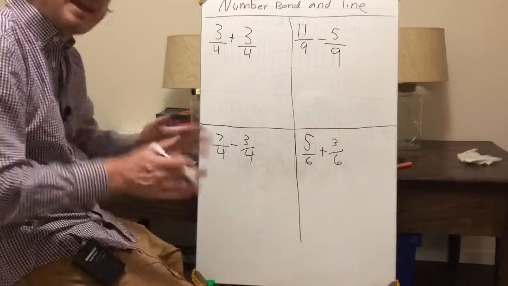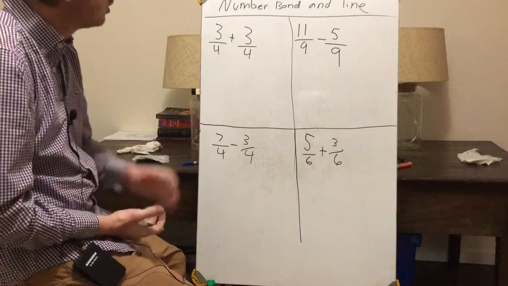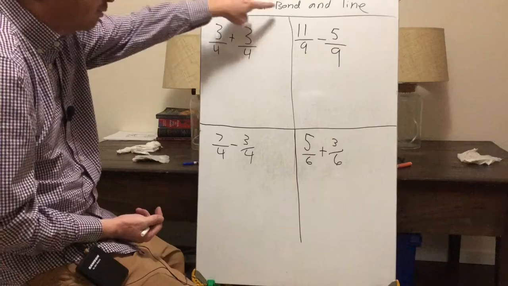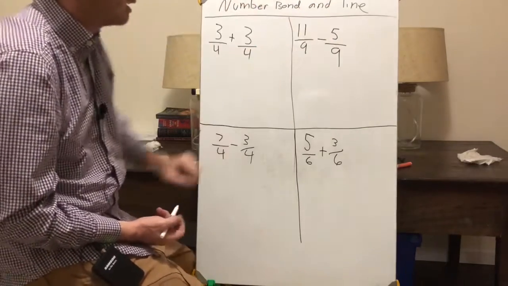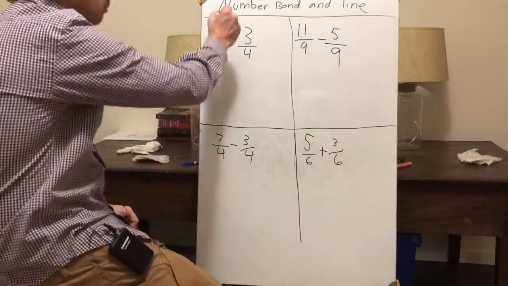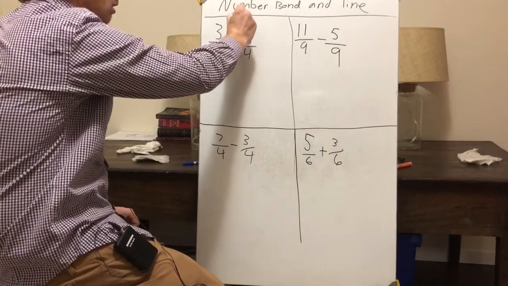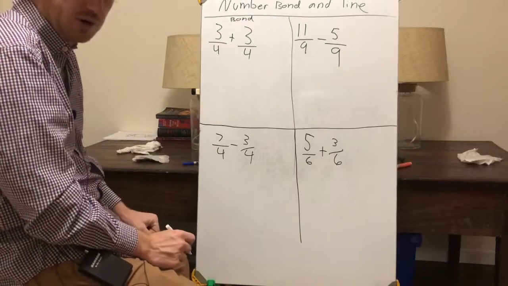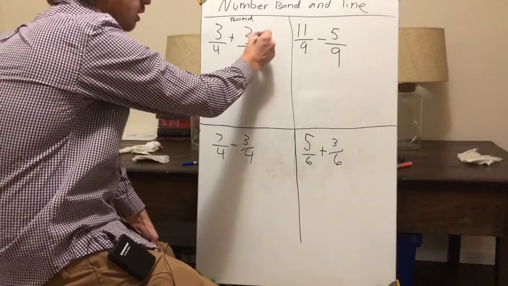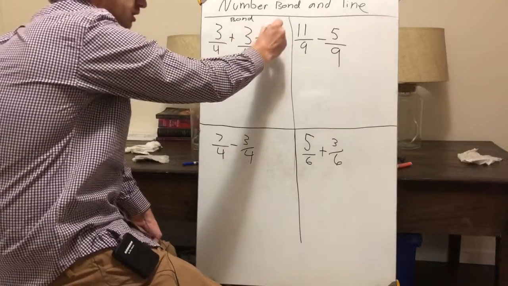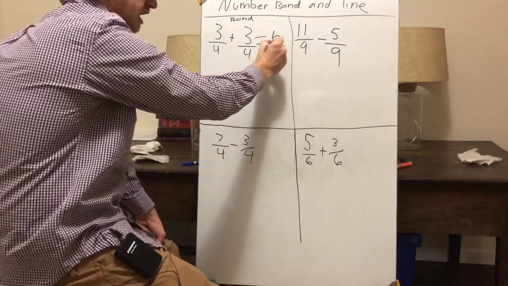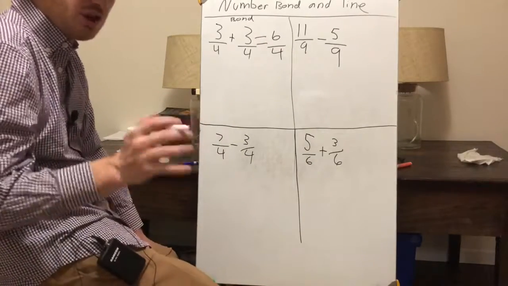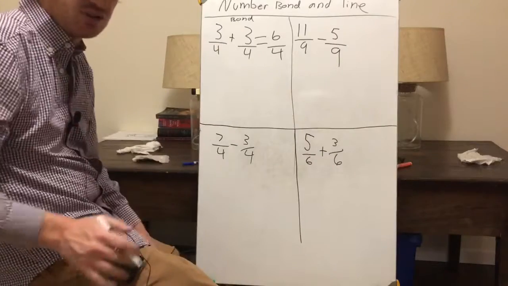Let's look at another. Now we're going to look at 2 other ways to add and subtract fractions with the same units. We're going to use number bonds and we're going to use number lines. The first thing we're going to use is a number bond. So right here we have 3/4 plus 3/4. And we know that 3 plus 3 is 6, and the 4's stay the same. The denominator stays the same. So we have 6/4.